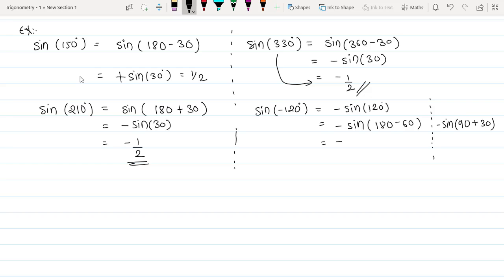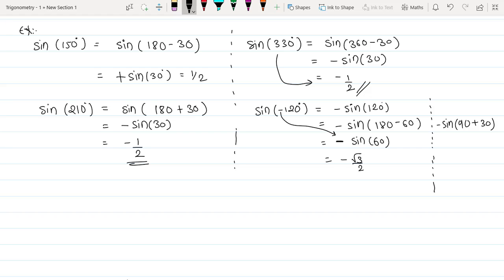So 120 is lying in which quadrant? Second quadrant. In the second quadrant, is sine positive or negative? Positive. So what happens? This negative sign remains as it is. So sine of 60 degree, how much are you getting? This negative sign stays because sine is positive, and the negative comes from this negative. And sine of 60 is how much? Root 3 by 2. So the answer is minus root 3 by 2.